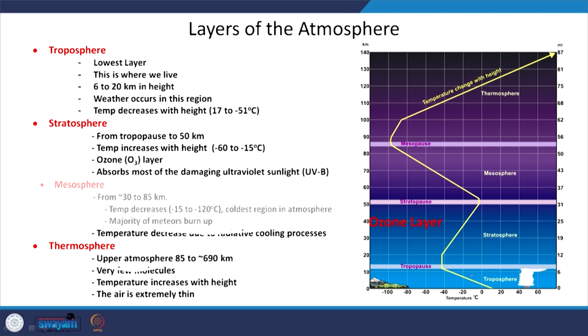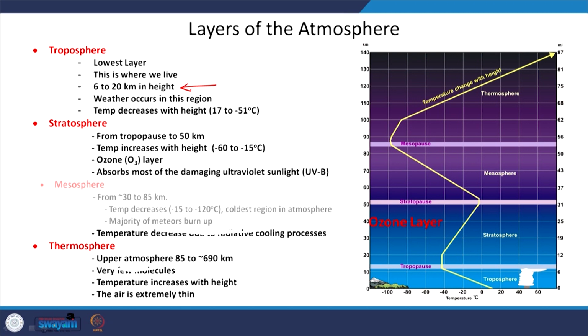This is generally 6 to 20 kilometers in height. That means the tropospheric height generally varies with latitude. Let us see why it varies. We will discuss that. The height of the tropopause, or the depth of the troposphere, varies as a function of latitude, and can be as low as 6 kilometers at some points and as high as 20 kilometers. So, this is the height of the tropopause or the depth of the troposphere.